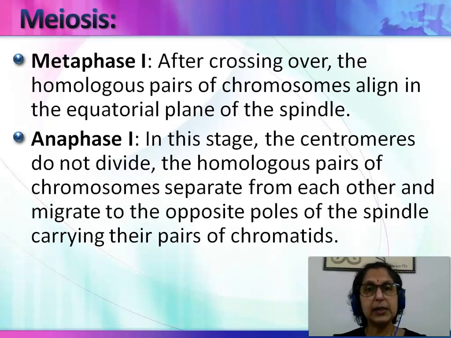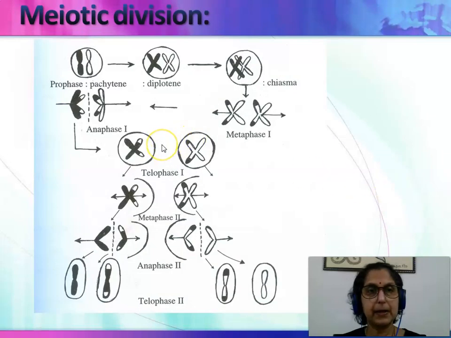In this stage, the centromeres do not divide. The homologous pairs of chromosomes separate from each other and migrate to the opposite poles of the spindle, carrying their pairs of chromatids. So as is seen here, the entire chromosome has gone to the opposite poles. There is no division of the centromeres here. Crossing over has already occurred, so reshuffling of genes has already taken place. The entire chromosome will move towards the opposite pole.